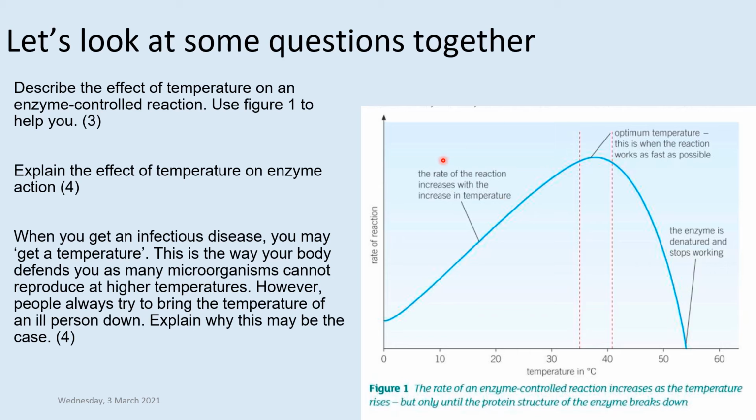Use this figure to help you. Explain the effect of temperature on enzyme action. And when you get an infectious disease, you might get a temperature. This is the way your body defends you, as many microorganisms cannot reproduce at higher temperatures. However, people always try to bring the temperature of an ill person down. Explain why this might be the case.